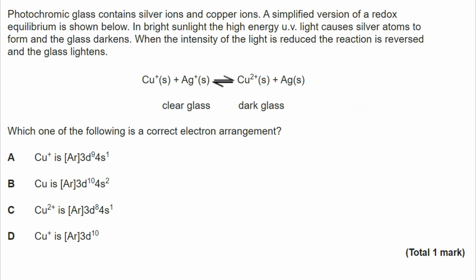There's a huge amount of information here and very little of it is actually needed. We want to know essentially what the correct electron arrangement is for a copper +1 ion this time. We looked at +2 earlier.